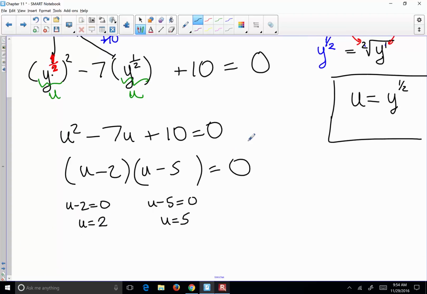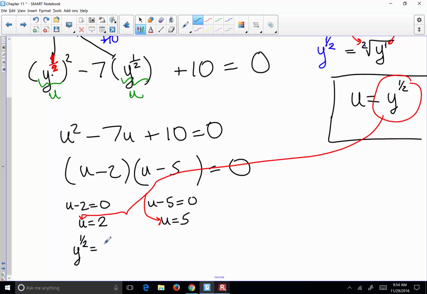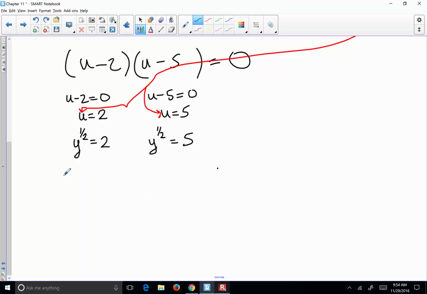And this is not the result yet. You need to recall what each u was from the recording page. Each u is y to the power 1/2. Now I need to get y alone. How do I get y alone? I need to erase that 1 over 2. Can I wipe off, cancel 1 over 2?